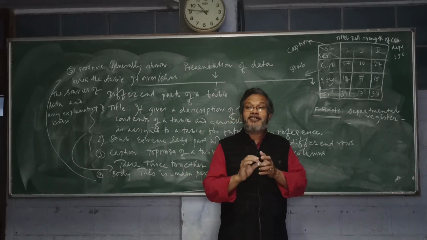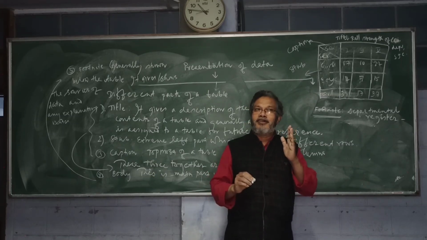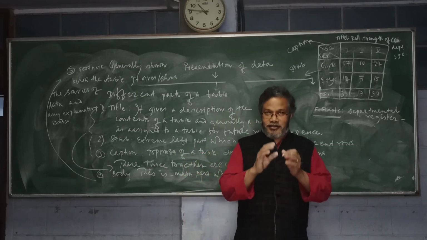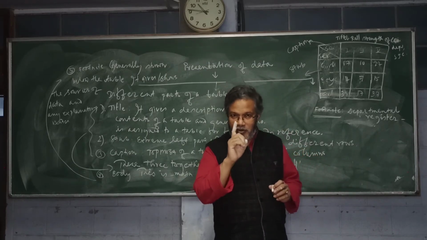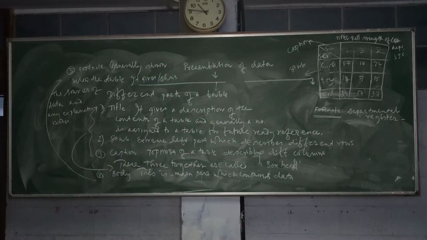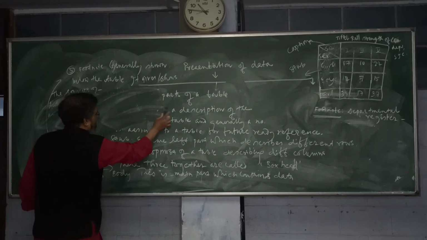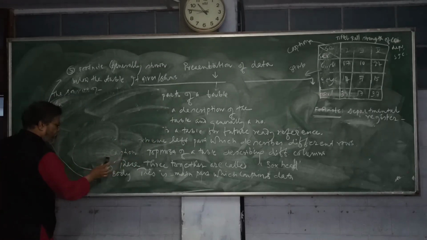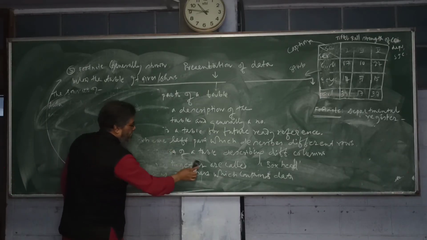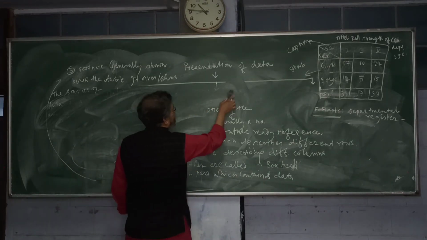Certain points you have to keep in mind when constructing a table. Number one, points to be remembered when you are constructing a table. What are they? Number one, a table should be well balanced in length and breadth. A table should be balanced in length and breadth.